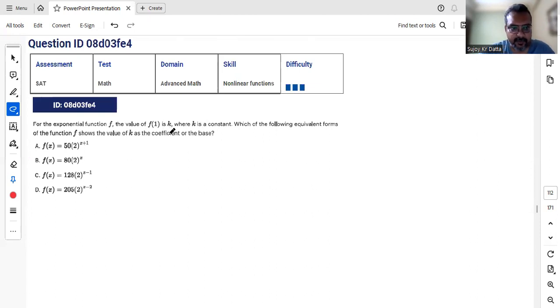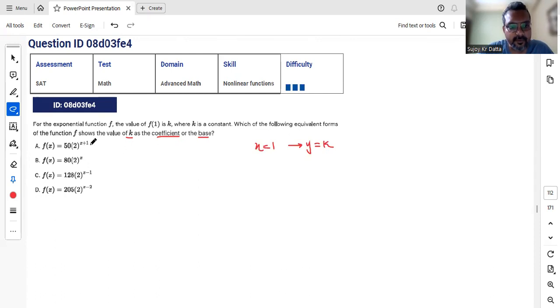So for the exponential function f, the value of f(1) is k. Which of the following forms of the function shows the value k as the coefficient or the base? Okay. So that means f(1) is k, right? That means when you plug in x as 1, I should get y as k.